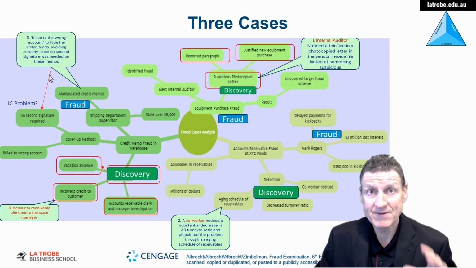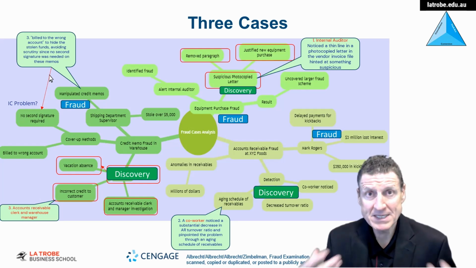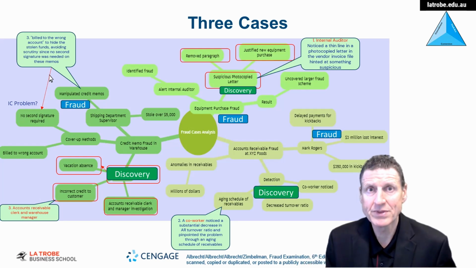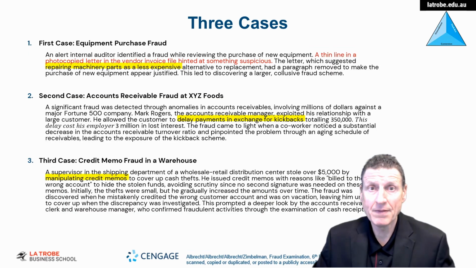So we're talking about these frauds from the point of view of who noticed the fraud and what symptoms they saw. I'm not really talking so much about the fraud itself, but showing you what the internal auditor, the co-worker, or the accounts receivable clerk saw that triggered some suspicion of fraud and then a fraud investigation. That's the purpose of going through these 3 cases, to understand what symptoms led to the fraud investigation. If you want to read more, in the textbook or on the next slide, you can see the summary of each of those cases.